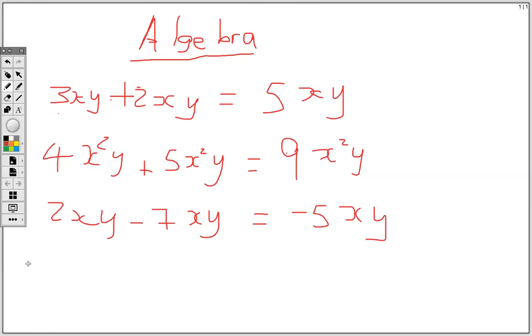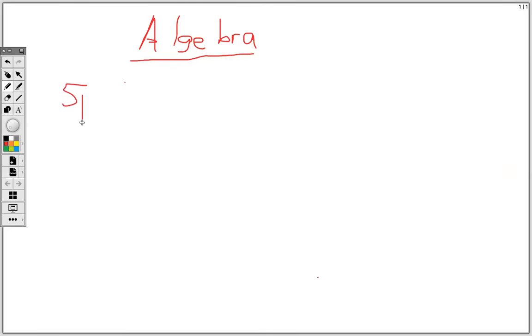So even if I have 5p minus 2q plus 2 minus 4p plus 5 plus 3q, and we're asked to simplify this expression. The first thing that you need to do is group like terms.